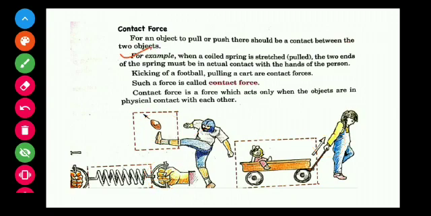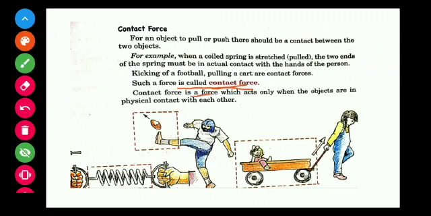Examples: when a coiled spring is stretched, the two ends of the spring must be in actual contact with the hands of the person. Kicking a football, pulling a cart are contact forces. Such a force is called contact force.